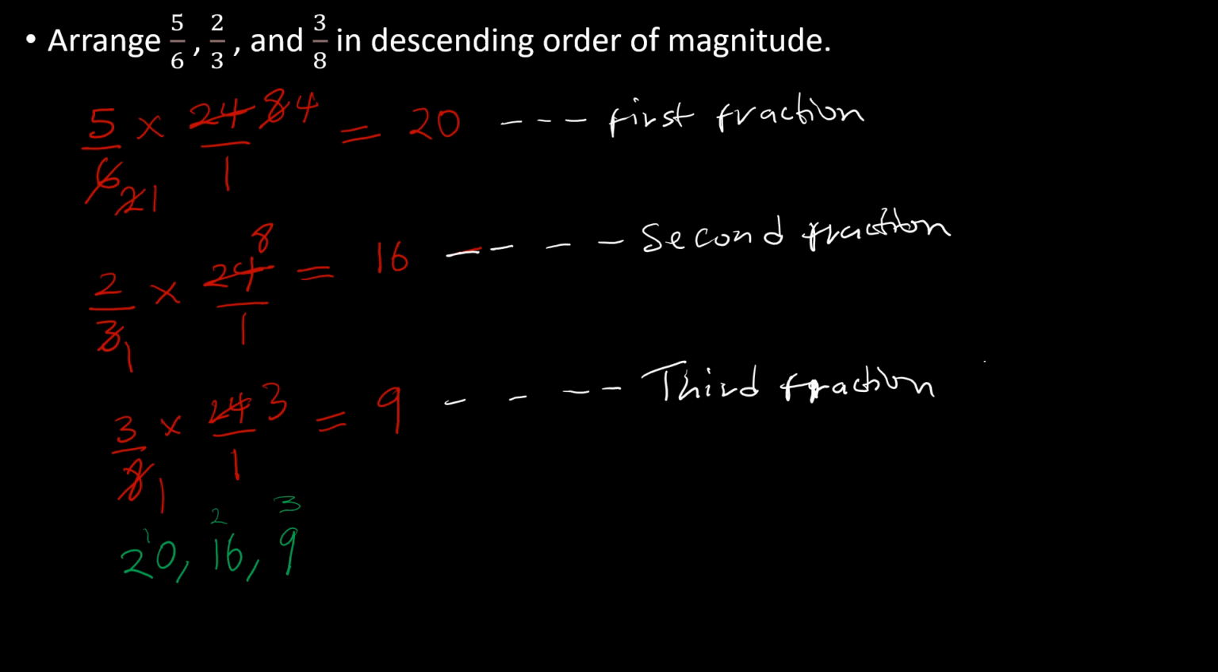So to give a final solution to this question, the arrangement in a descending order of magnitude will be 5 over 6, 2 over 3, and 3 over 8. And that's it for this video.